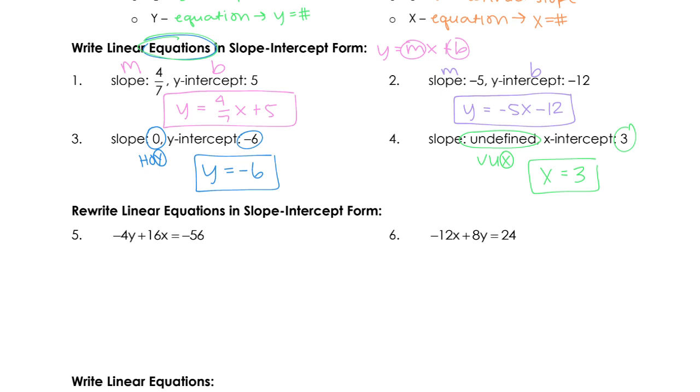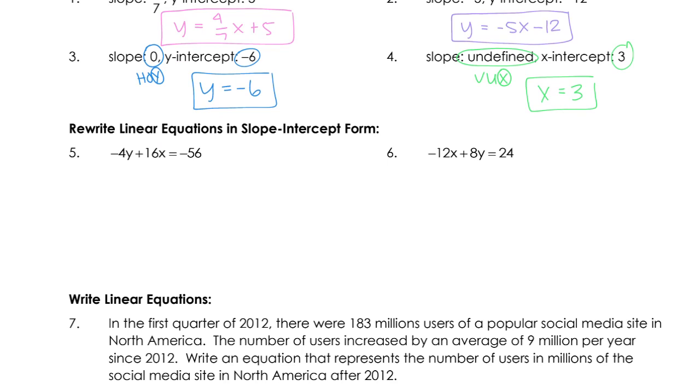5 and 6, we are rewriting it in slope-intercept form. So again, still going for y equals mx plus b. The biggest thing to understand is we are trying to get y by itself. In order to do that on number 5, I'm going to put my box around y, if you remember doing that from a long, long time ago. So I need to get everything away from y.